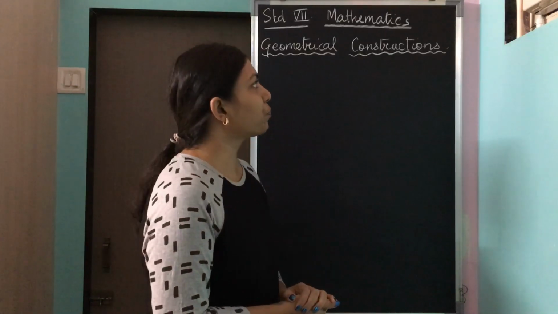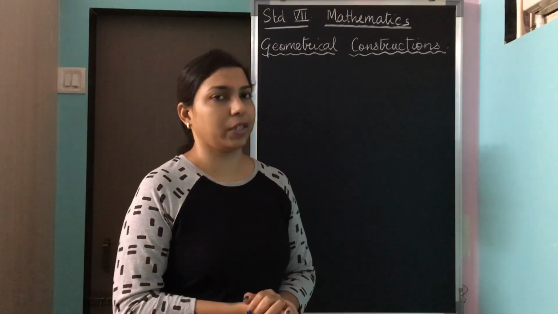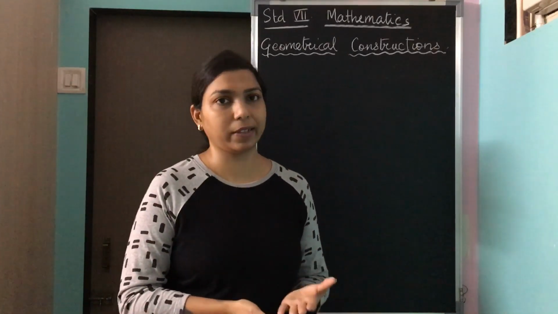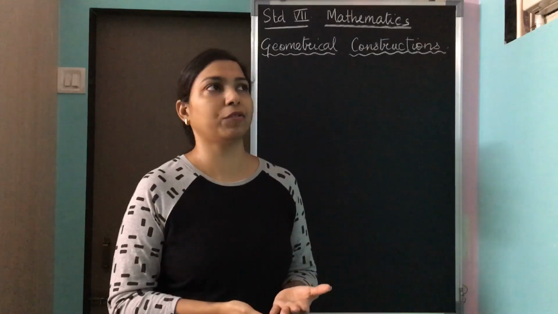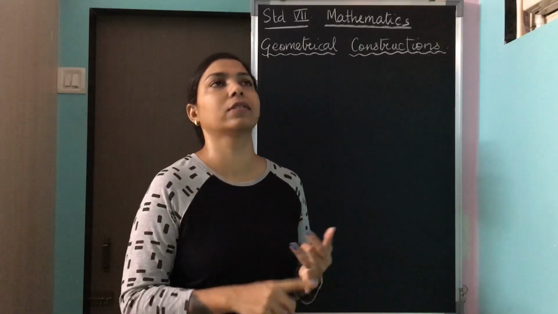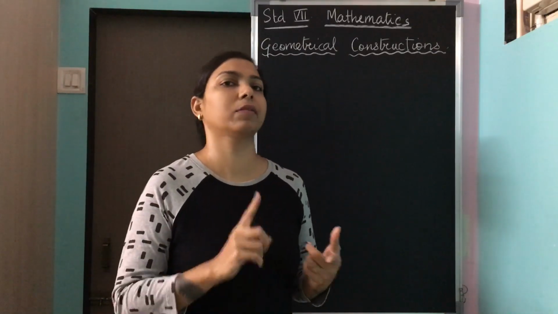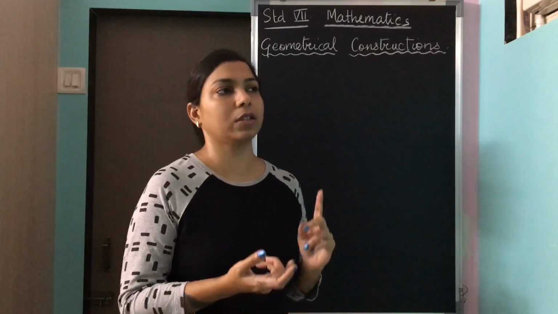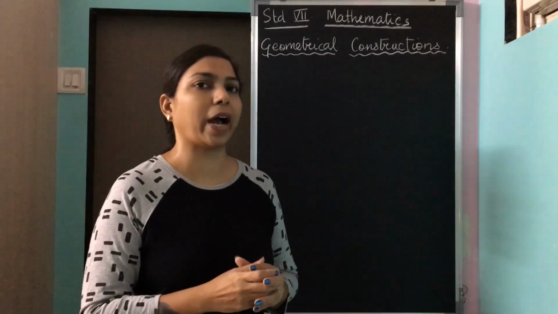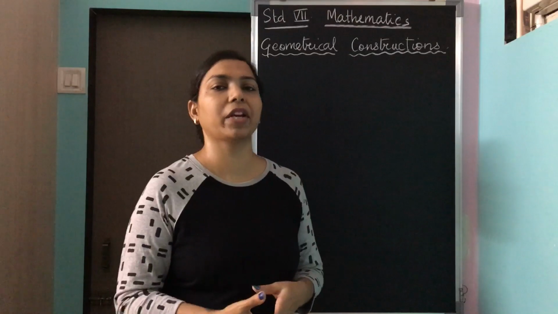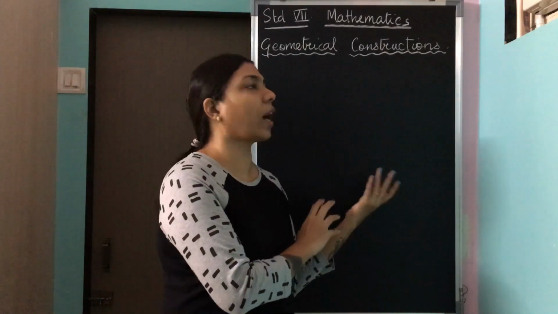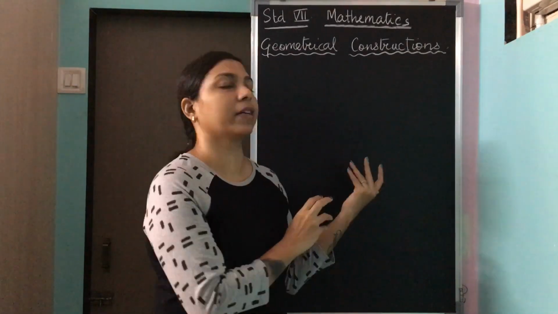Geometrical constructions is the very first chapter for standard 7. You have already learned some of the basic things in 6th standard. If you try to recall, you have learned about points, lines, segments, rays, planes, bisectors, angle bisectors, and perpendicular bisectors. Now we are going to make use of all those things that you have already learned and start with our new chapter, which is geometrical constructions.